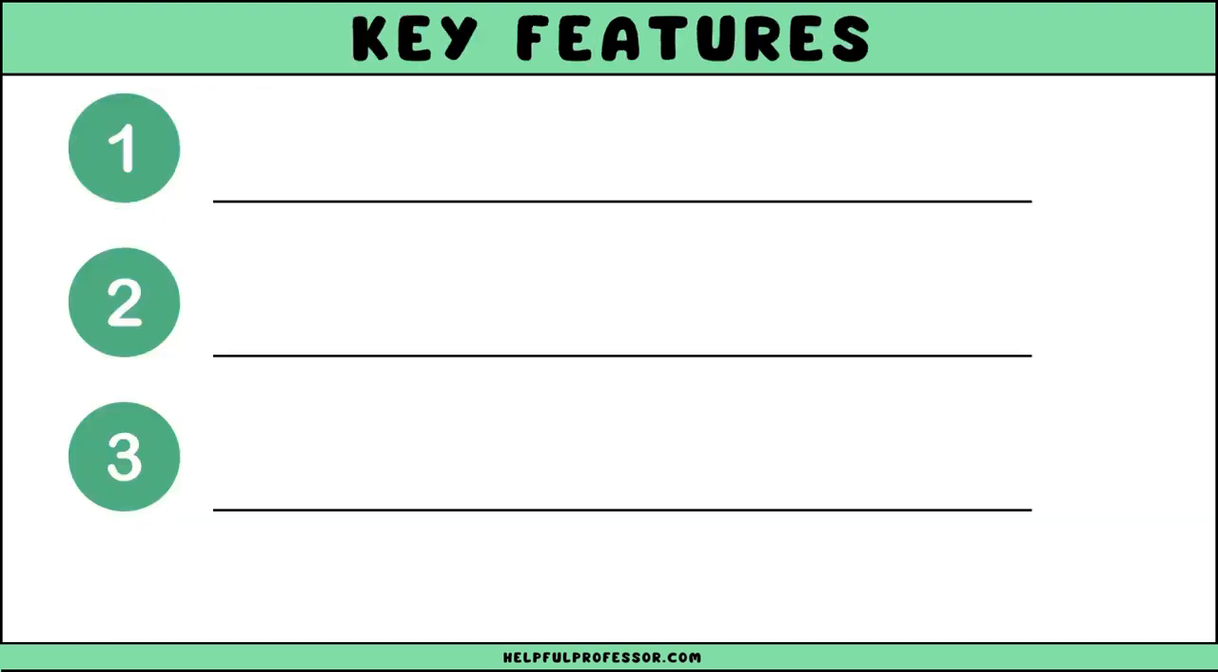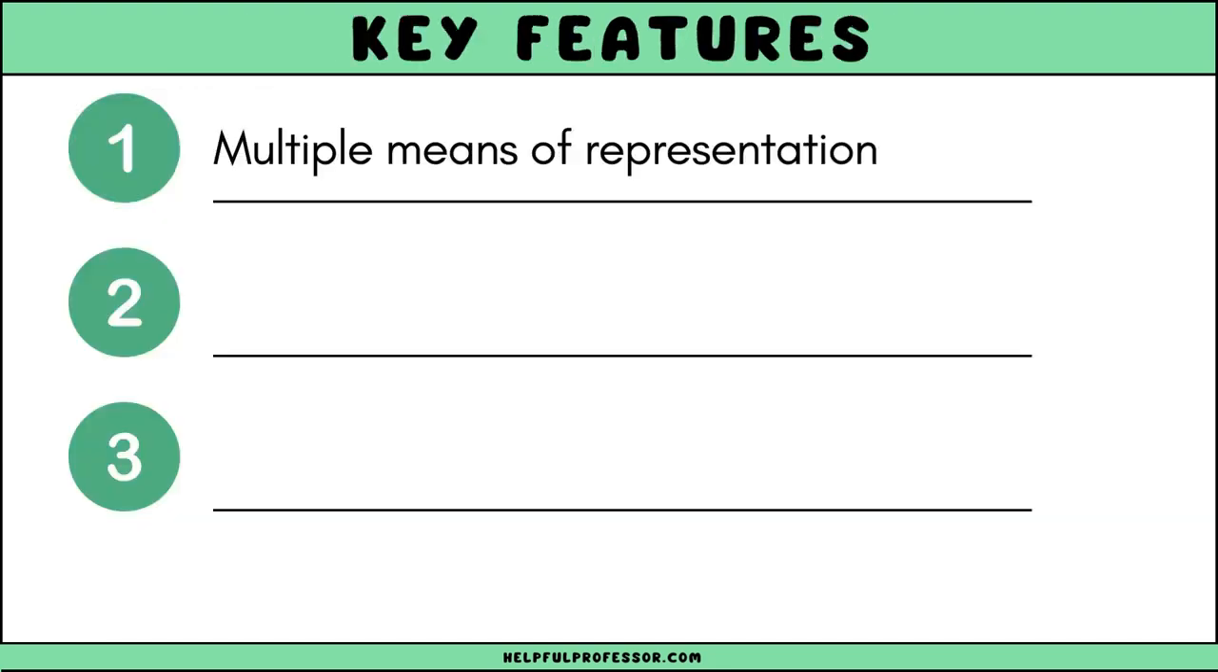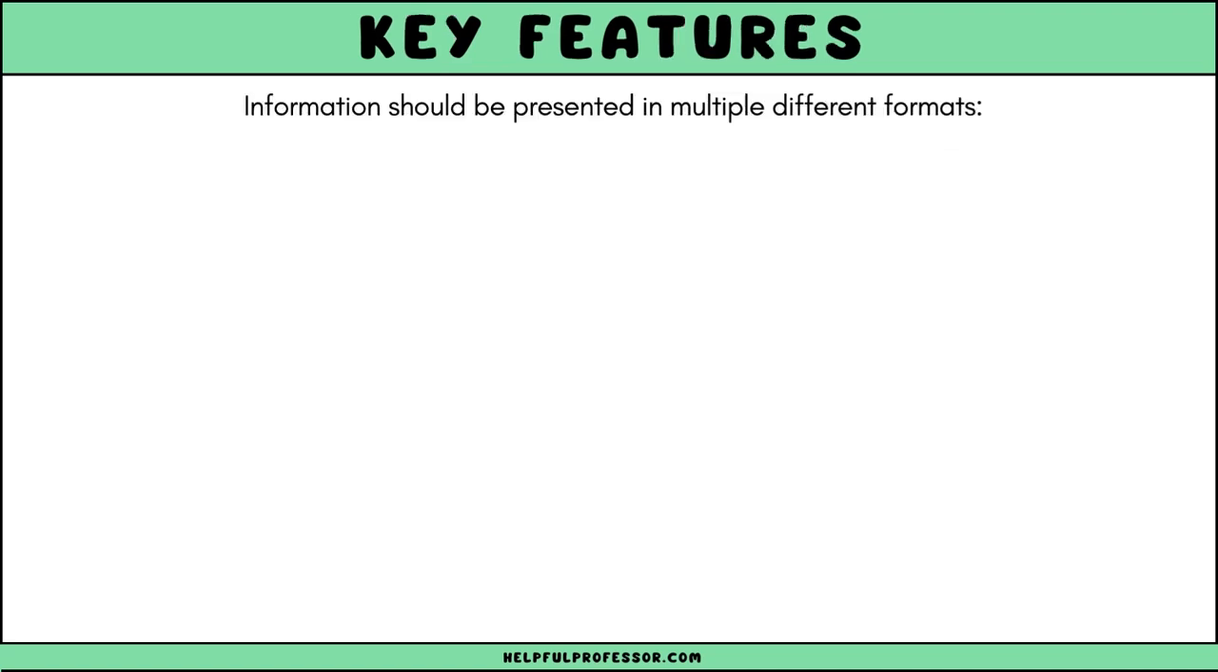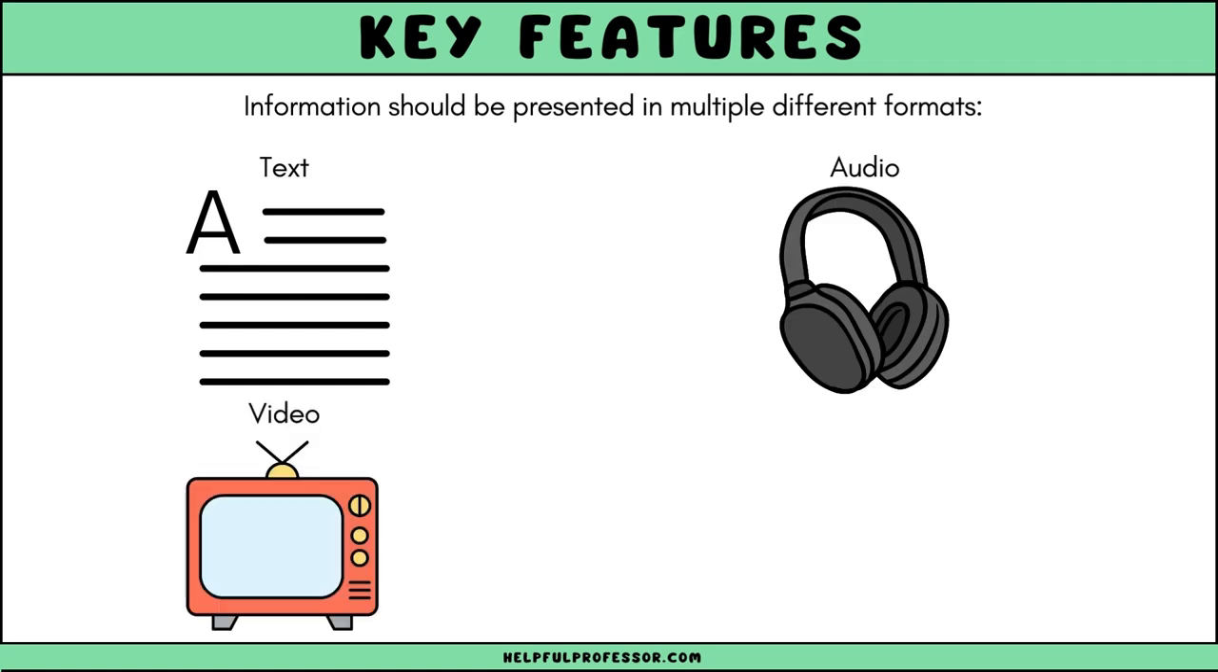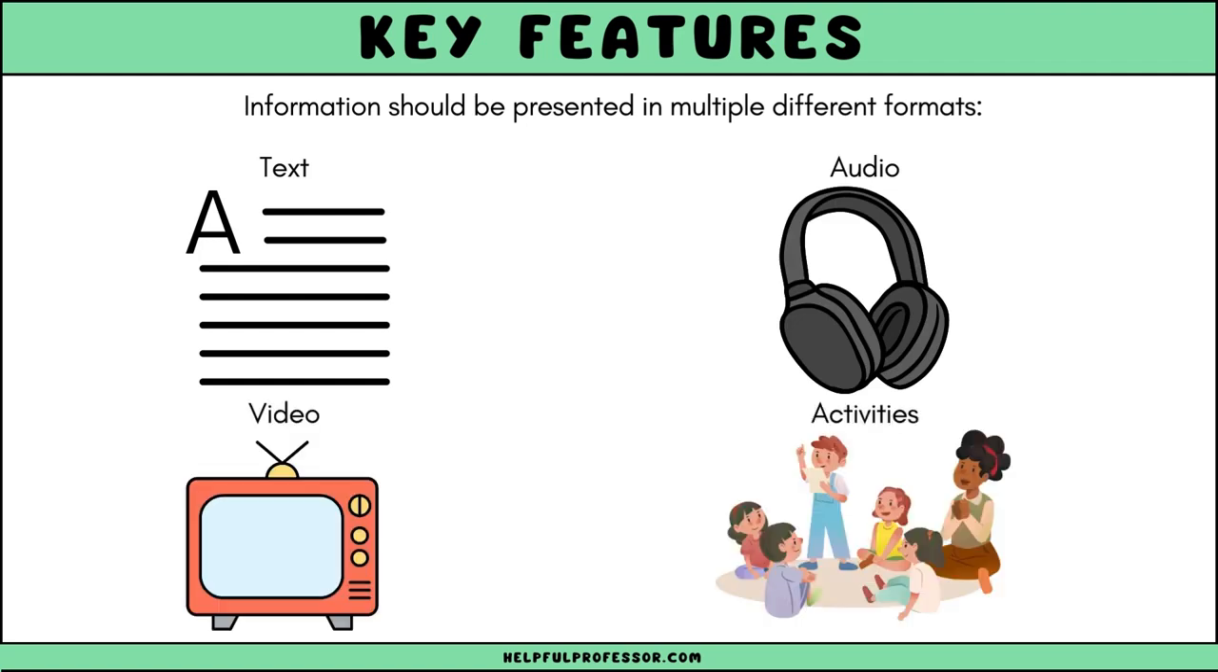Let's look at the key features of Universal Design for Learning. One key feature is the provision of multiple means of representation. This principle addresses the what of learning, suggesting that information should be presented in different formats so that all students can access and understand the content. For example, text might be supplemented with audio, video, and hands-on activities, ensuring that learning is accessible to students with various sensory and cognitive abilities.